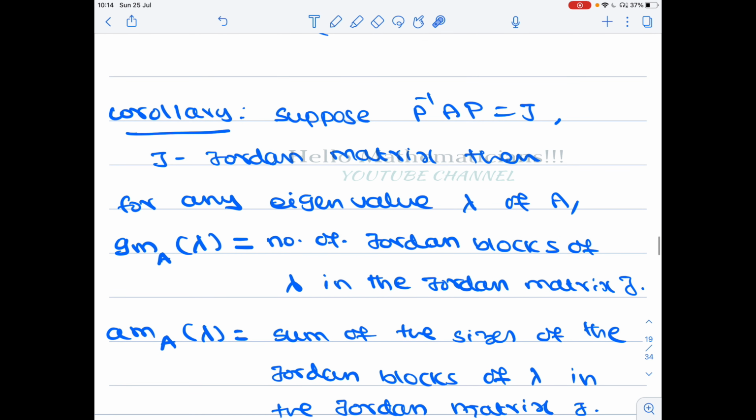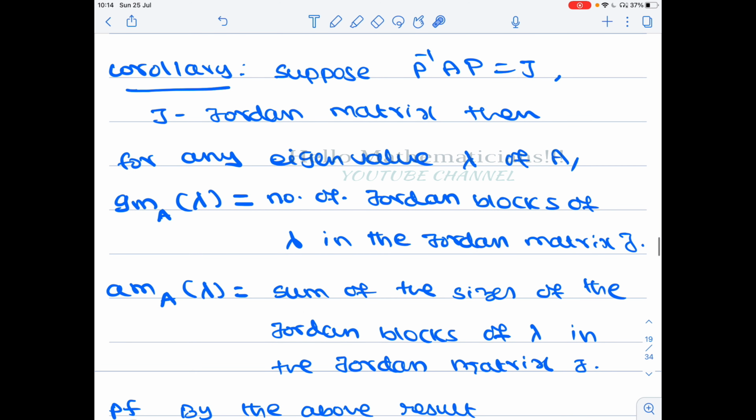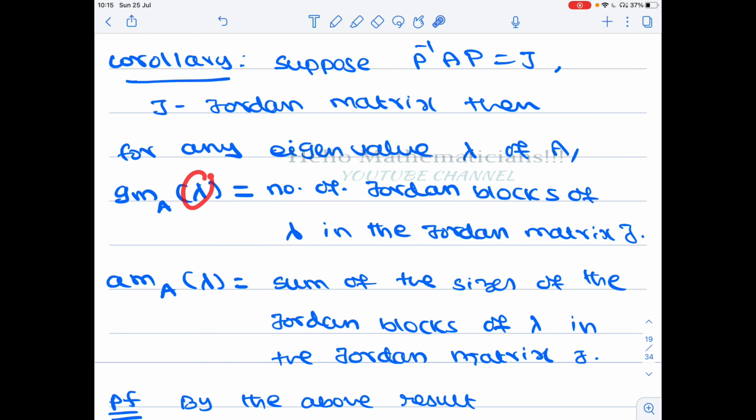So what is the corollary? Suppose a matrix A is similar to a Jordan form, meaning a Jordan matrix. Then whatever property we proved for the Jordan matrix holds for A also. The geometric multiplicity of the eigenvalue lambda in the matrix A is equal to the number of Jordan blocks of the eigenvalue lambda in the Jordan matrix J. In other words, imagine a glass that shows only the blocks corresponding to the eigenvalue lambda in the Jordan matrix. The number of blocks you see through this glass is the geometric multiplicity.